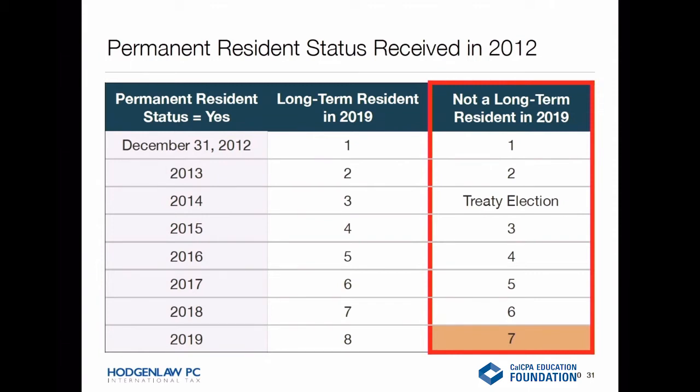Now let's say instead that the same person made a treaty election to be taxed as a resident of another country in 2014. So 2012 is the first year, 2013 is the second year, 2014 doesn't get counted at all, 2015 becomes the third year, and by the time we get to 2019, our year count is only 7. So this person who made the treaty election in 2014 is not a long-term resident by the time we get to 2019.